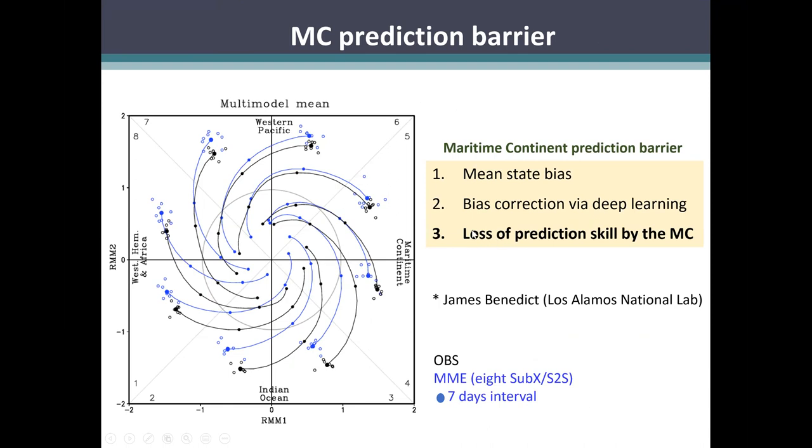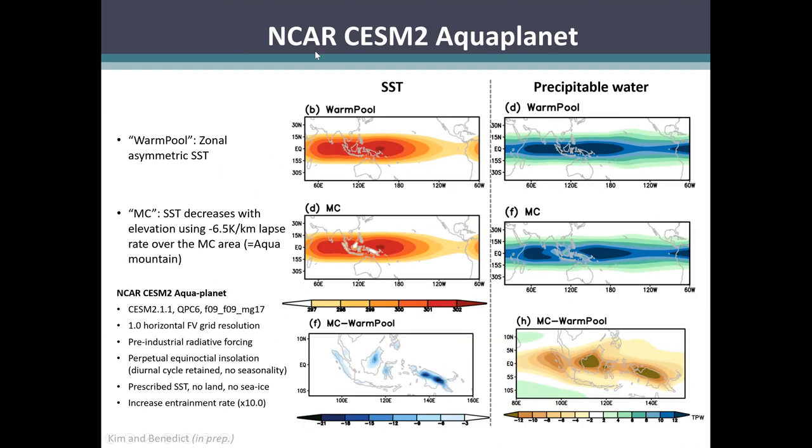And then the last part is some new study, in collaboration with Jim Benedict. Here we try to understand how much prediction skill is lost by the Maritime Continent. We use the NCAR CESM2 aqua planet. On the right-hand side is the SST distribution. The aqua planet is fully covered by water only, so there is no land or sea ice, and it only uses prescribed SST.